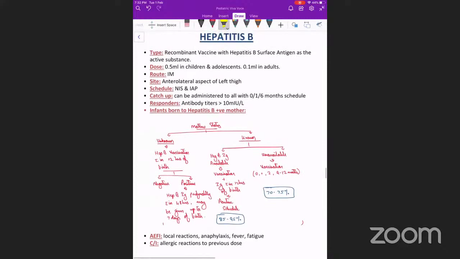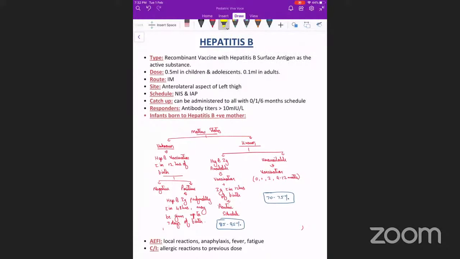Fine. What is the type of vaccine? Hepatitis B is a recombinant vaccine. What do we use over here? We use hepatitis B surface antigen as the active substance, so it is a recombinant subunit vaccine. What is the dose? 0.5 ml in children. But in adolescents and adults, it is 1 ml. In children, it is 0.5 ml.